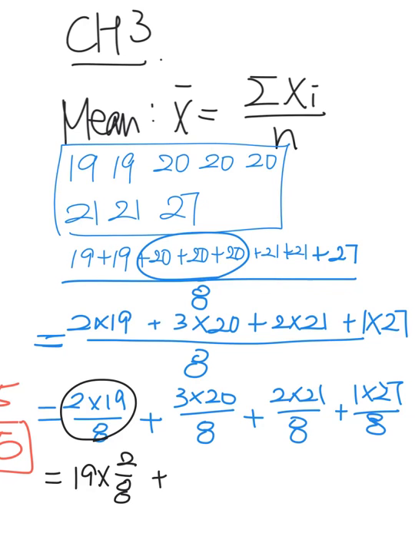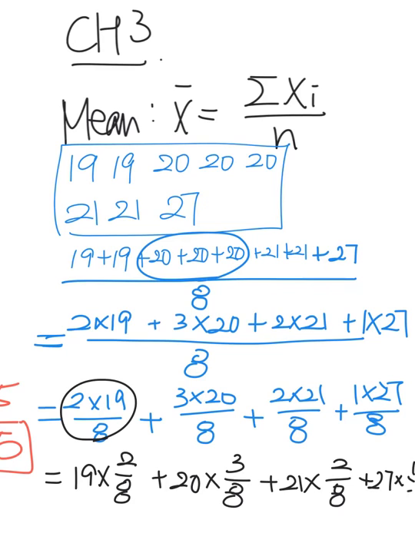How about the second one? 20 times 3 out of 8. 21 times 2 out of 8. And the last one, 27 times 1 out of 8. So far, so good?